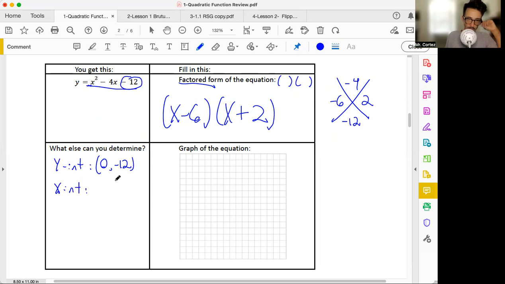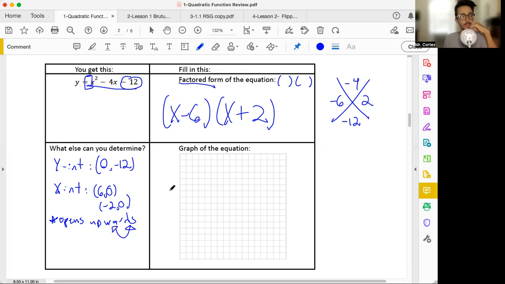You can also have x-intercepts where x is 6 and negative 2. So you have x-intercepts where x is 6 and x is negative 2. What else can you determine? You can determine that this opens upwards. I think this is one of the easier characteristics you could pick up on, but can we agree that this a coefficient is just 1? So that means it's smiling. It's pretty positive. So it's going to be open upwards. It's going to go more and more positive.